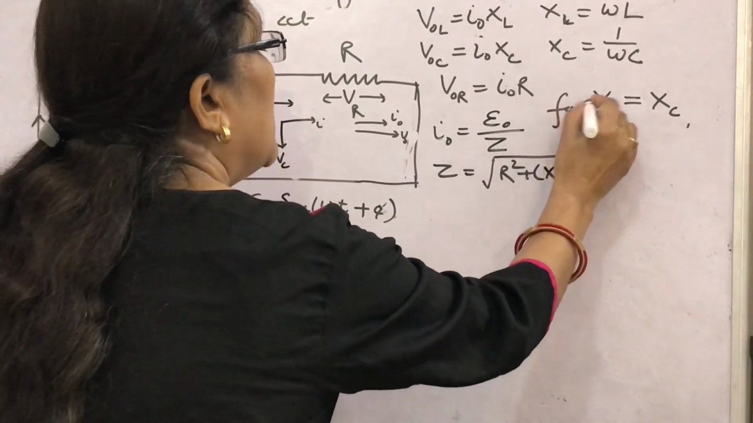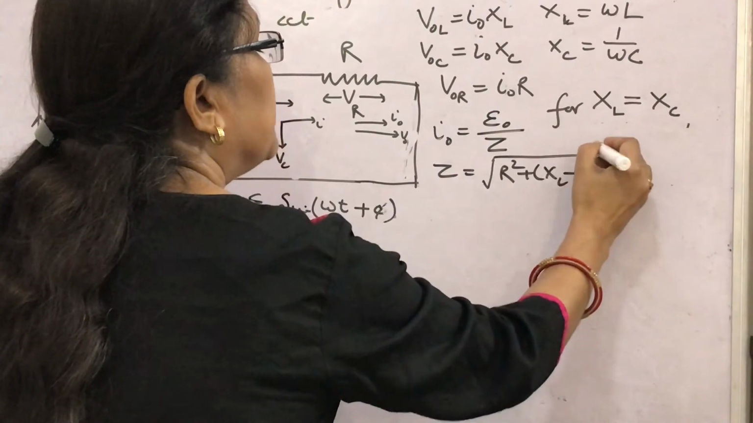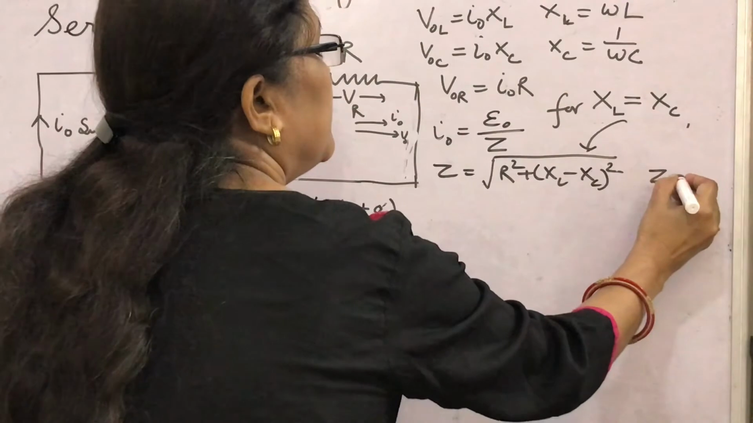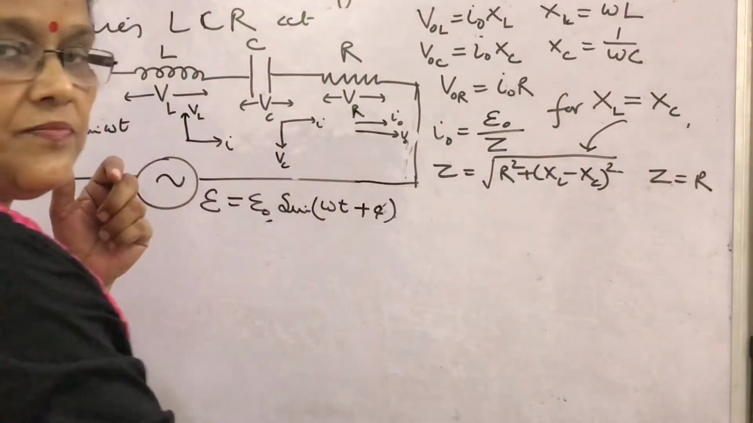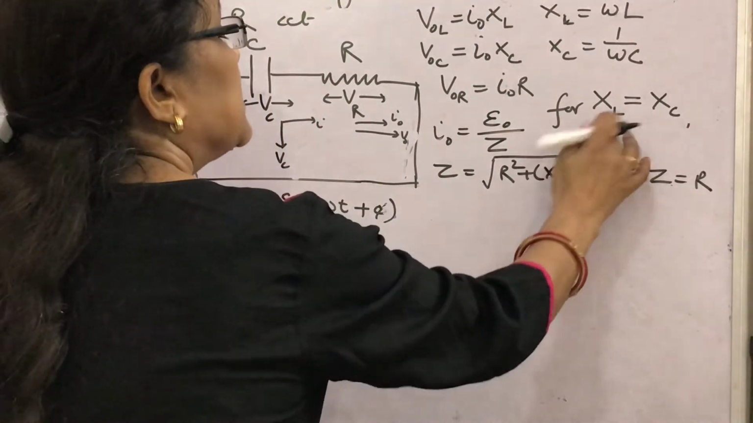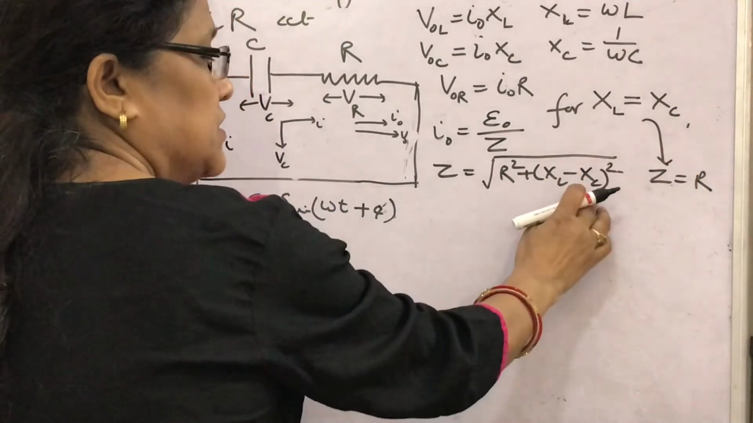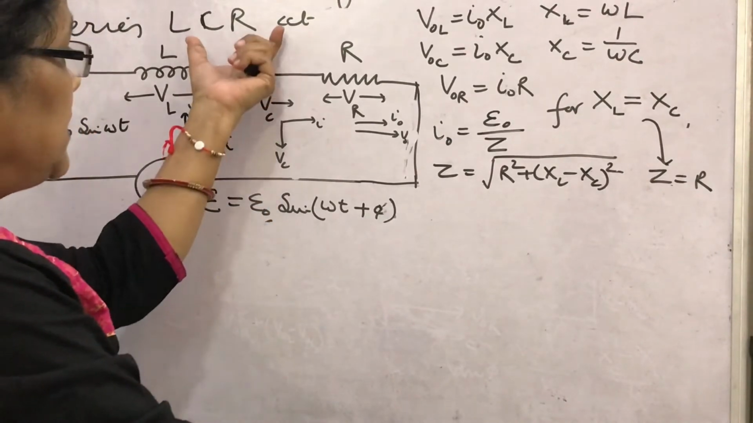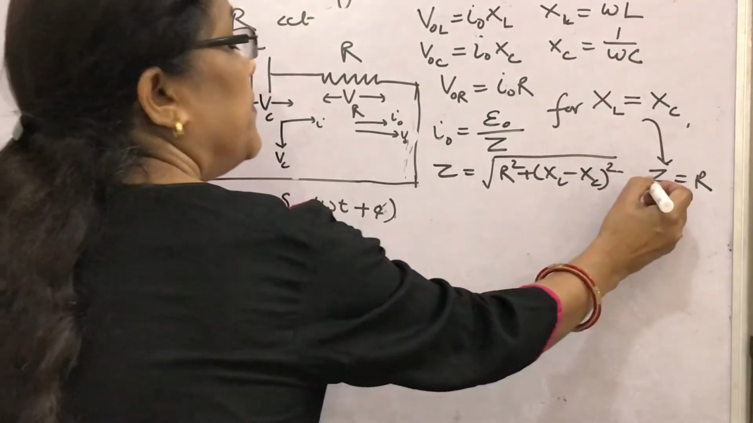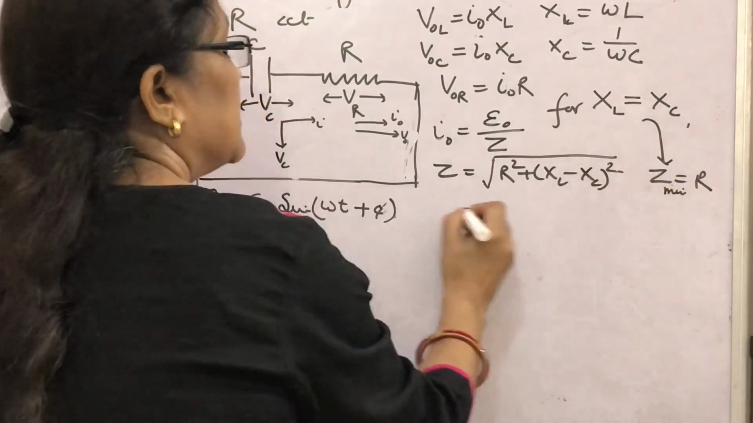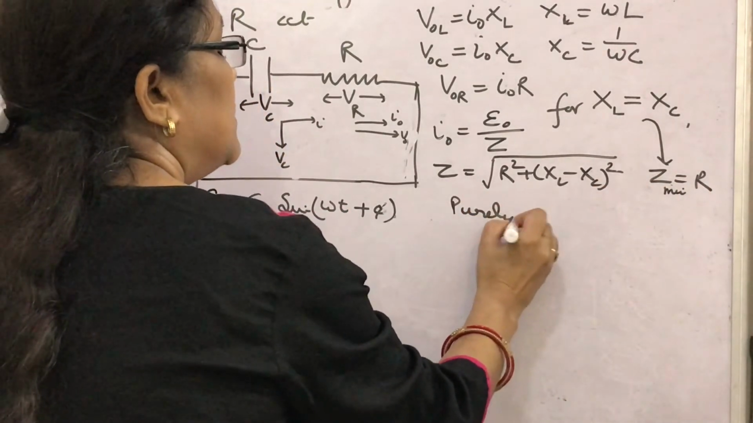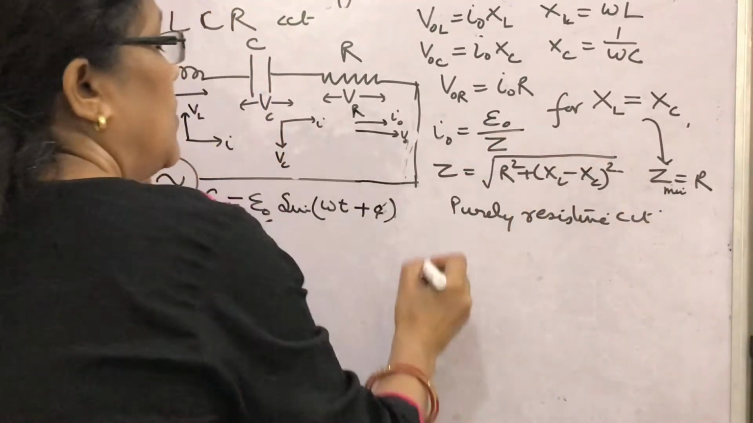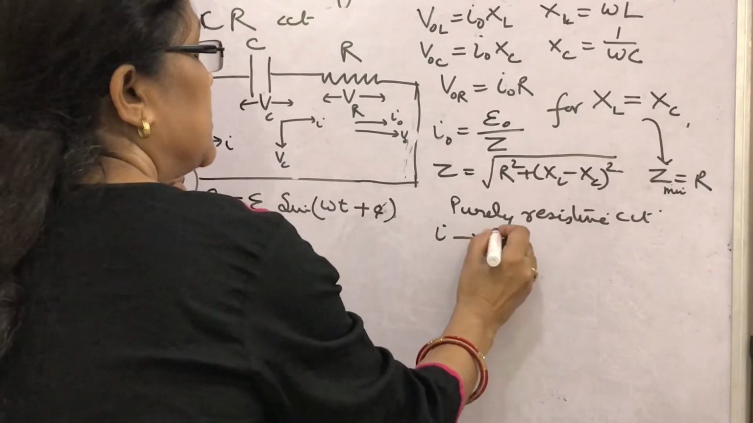So for XL equal to XC, what will happen? From here you will find Z will be only R. That is, for XL equal to XC, using this equation, the circuit is purely resistive. In this series LCR circuit, Z becomes Z minimum and the circuit becomes a purely resistive circuit. Here the current becomes maximum.